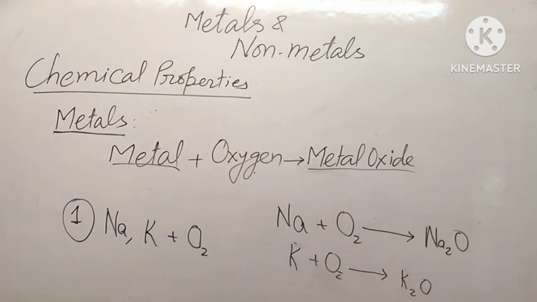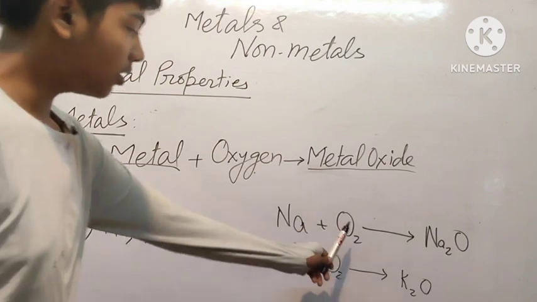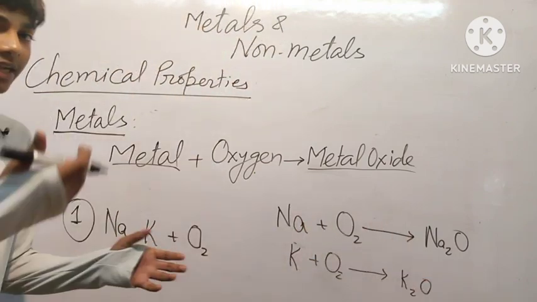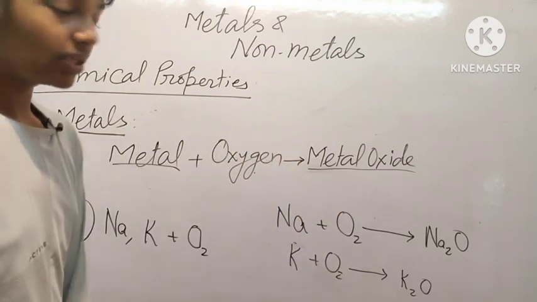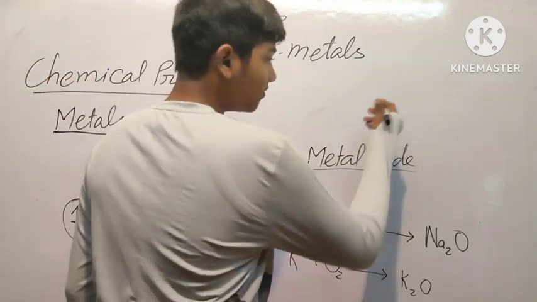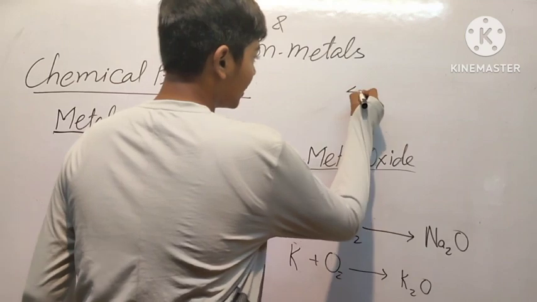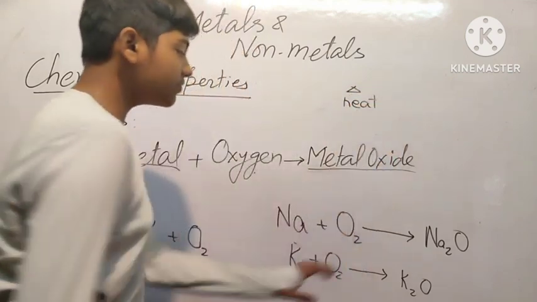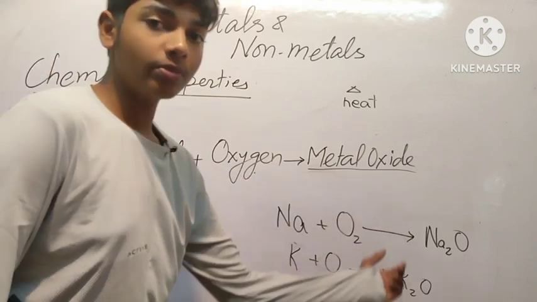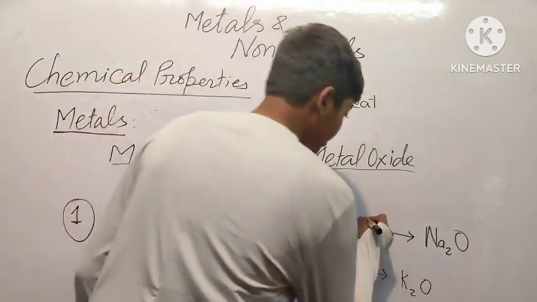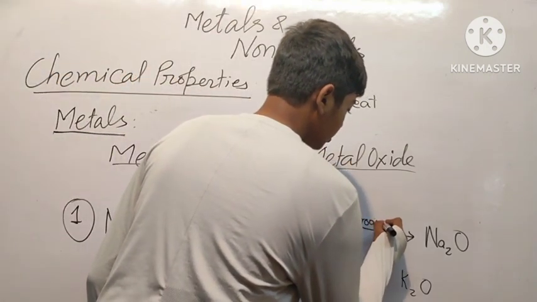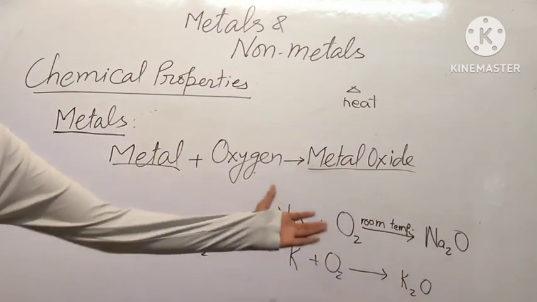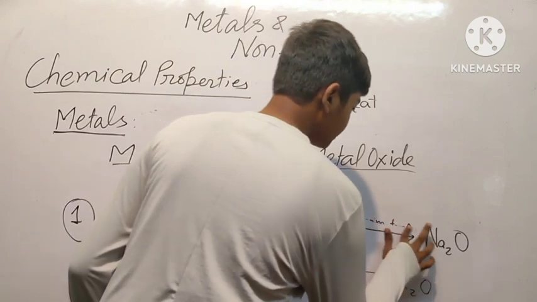So we see that sodium reacts with oxygen at room temperature. How do we represent room temperature in a chemical equation? We know that whenever we are providing heat, we either write the symbol of a triangle or we write heat. But in this case, we have not written anything, that is, it is at room temperature. If you still want to specify it, you can write room temperature on the reaction, but it is not that necessary, so you can just remove it.